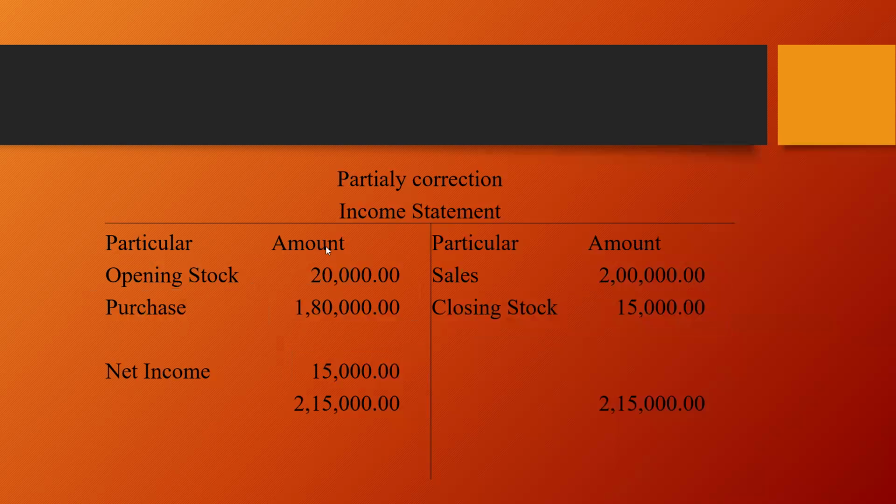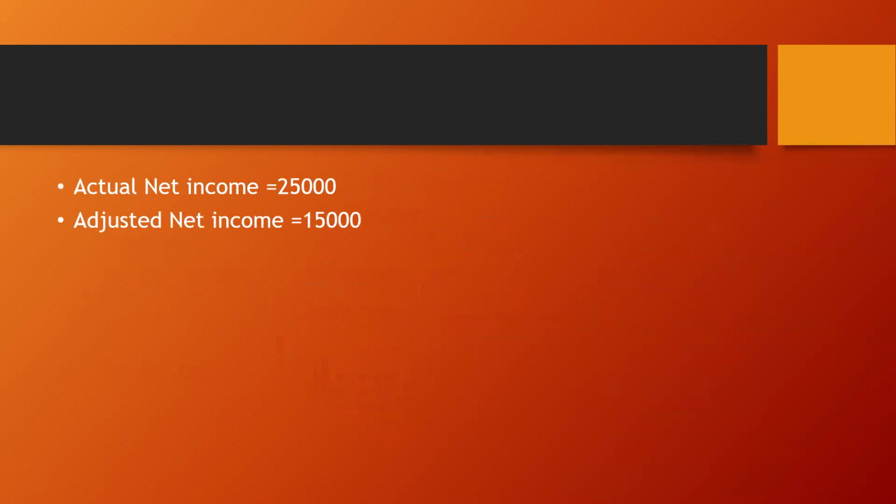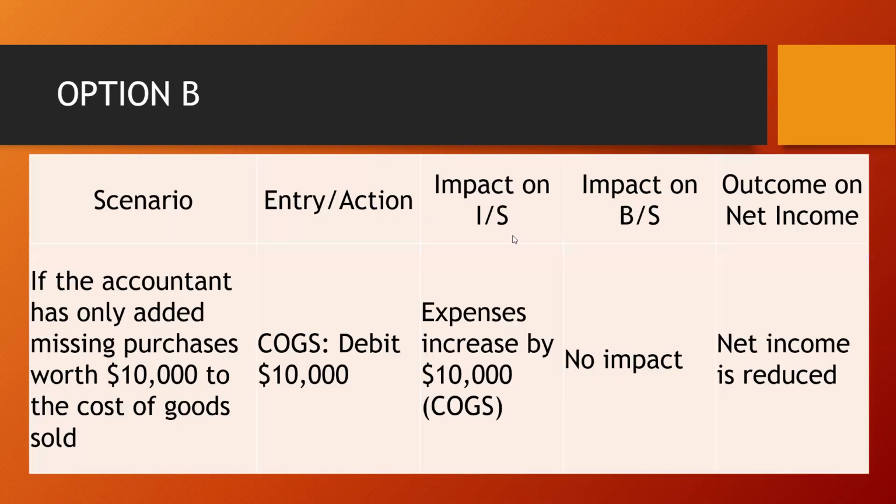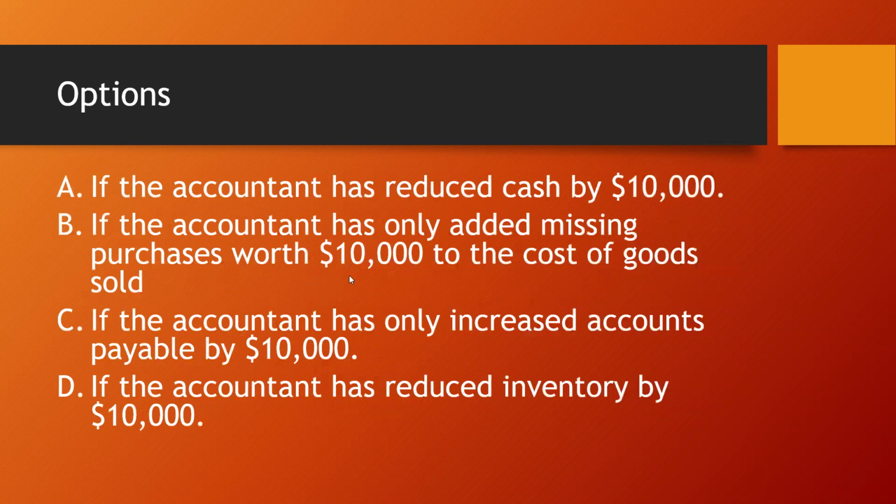So actual net income is $25,000. The adjusted net income is $15,000. So option B is the answer. If the accountant has only added the missing purchase, he just added the $10,000 to the purchase, not to the closing stock. Only the 10,000 to the cost of goods sold. That's the keyword. Most important, they added to the cost of goods sold.